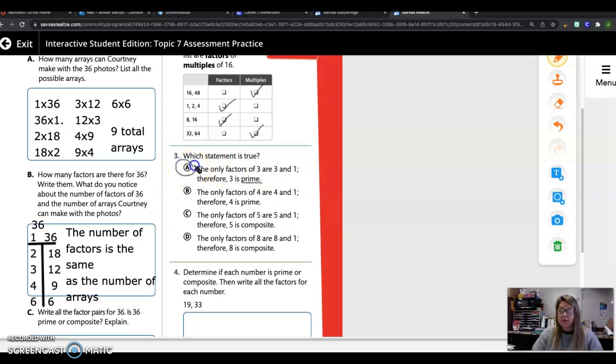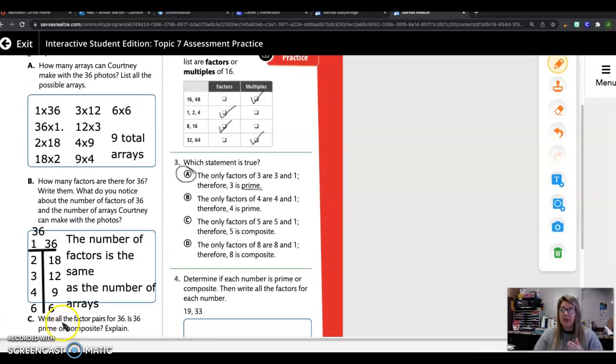Yeah, it is a true statement, but I don't want to just stop here. I want to go and double check and make sure the rest of them are false before I commit to my only answer, right? So let's look at letter B. It says the only factors of 4 are 4 and 1, therefore 4 is prime. But is that a true statement? No. What's another factor pair of 4? 2 and 2, exactly. So that can't be true.